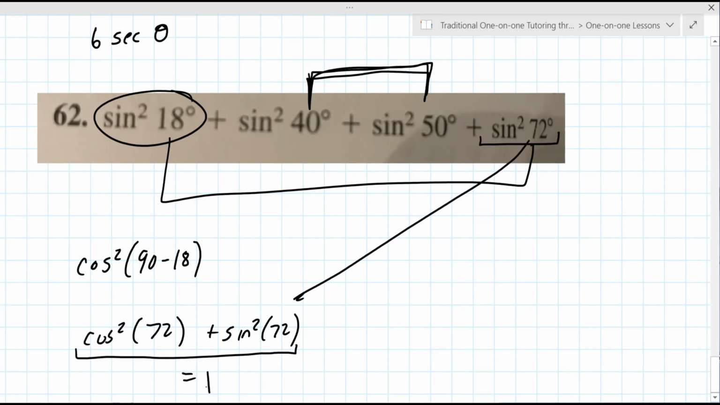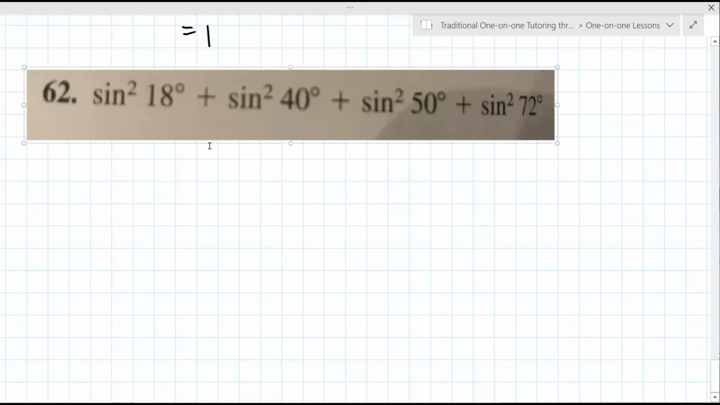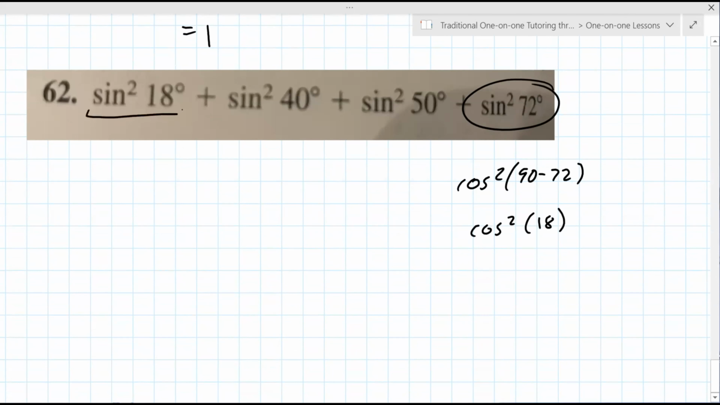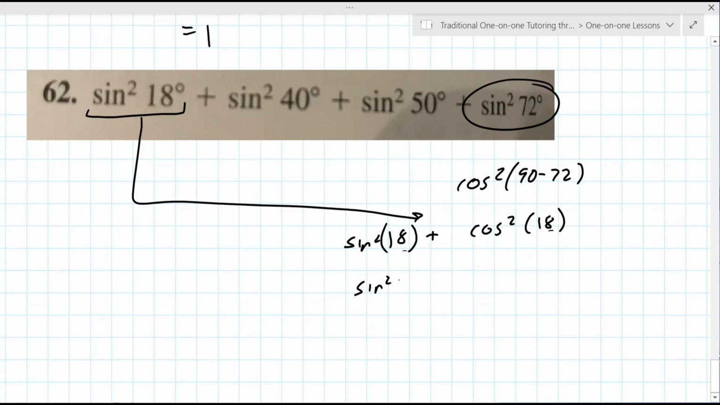Now you could have also done the following. I like this one here. I'm going to go cosine squared 90 minus 72. Well, that's also cosine squared 18. That goes with this one as is, sine squared 18 plus that, because the angle is the same. So when you see sine squared x plus cosine squared x equals 1, the angle can be anything as long as it's the same.